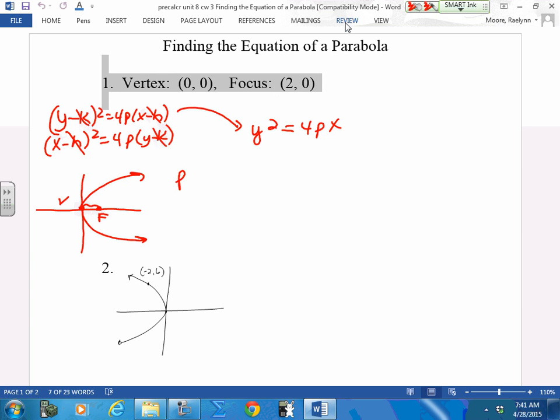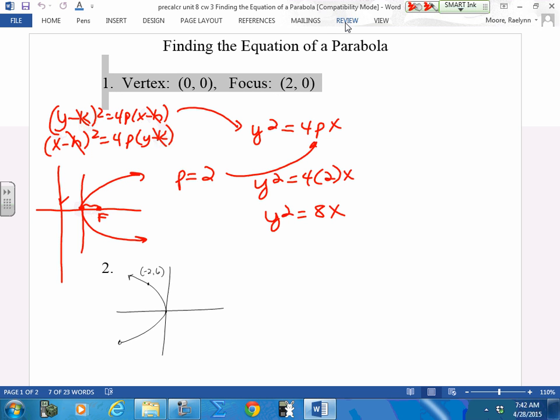Directrix is your line. So p is equal to 2. So all we're going to do is substitute this in. So here's the equation of this parabola. That's it. Okay? That's how easy it is. Okay, number 2.